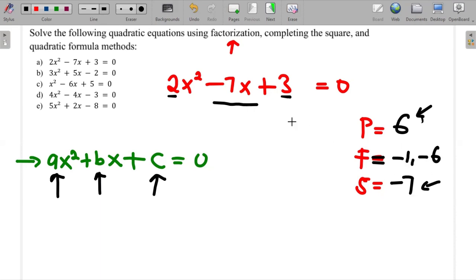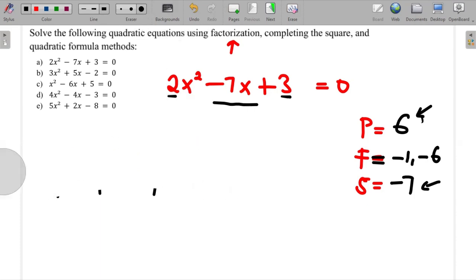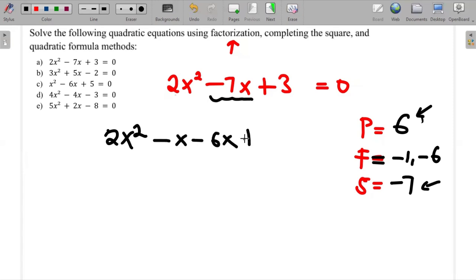So those are my factors. Okay, so now once you have those factors, you just come here and replace the term with x with those factors. So what you're going to do is write 2x squared, and then this guy here is -7x, right? So you write it in terms of the factors that you have written there. Okay, so I'm going to write this -7x as -x -6x and then plus 3 is equal to 0.